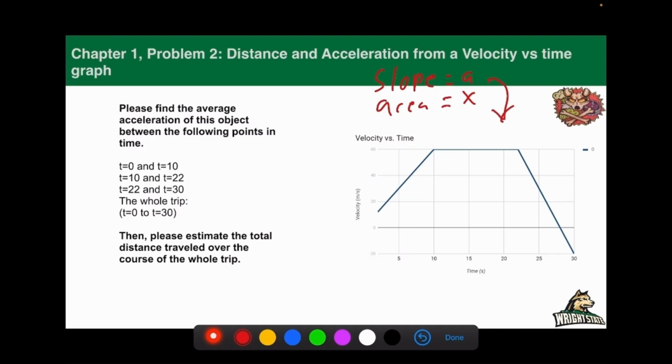Okay, so let's try to solve this problem. Find the average acceleration of this object between the following points in time, kind of similar to what we just did with velocity. T equals 0, t equals 10, 10 and 22, 22 and 30, the whole trip. And then please estimate the total distance traveled over the course of the whole trip. So if you would please pause the video and try to solve this problem on your own.